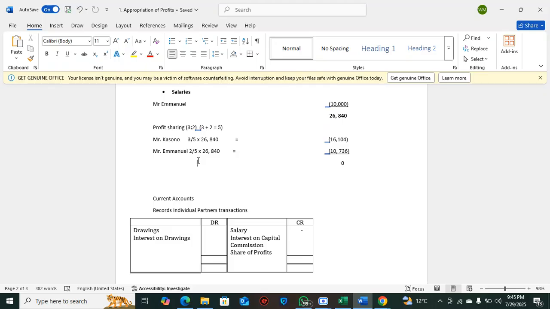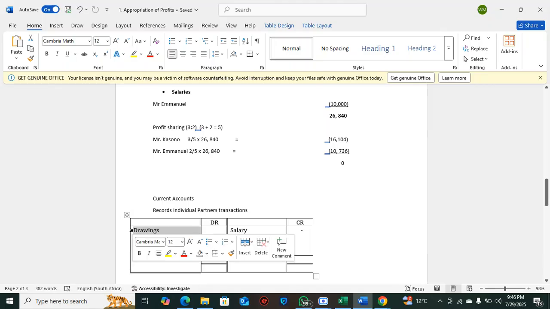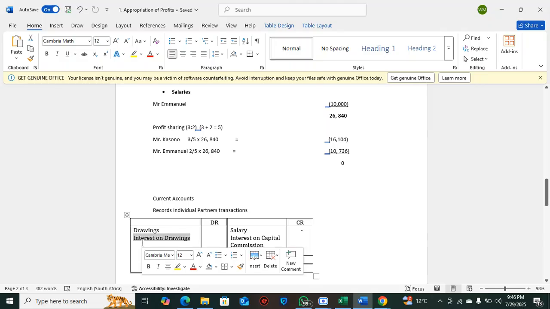So we come to the current account. As I said, the current account increases with credit and decreases with debit. When you remove money from the business, you're reducing your current account balance. Also, when you're paying interest on drawings, it's also reducing the amount in your current account. Drawings and interest on drawings are both removing money from your balance.